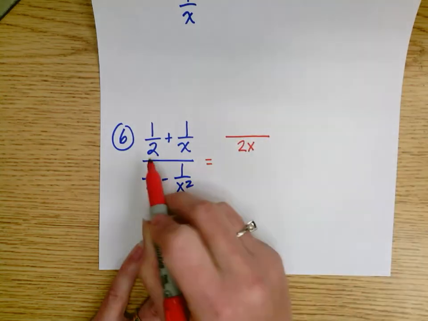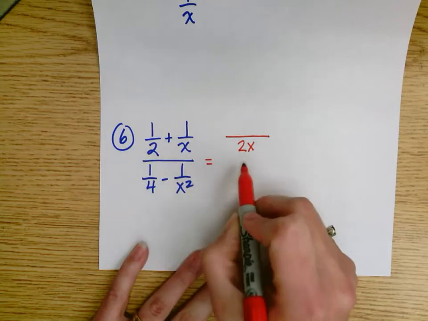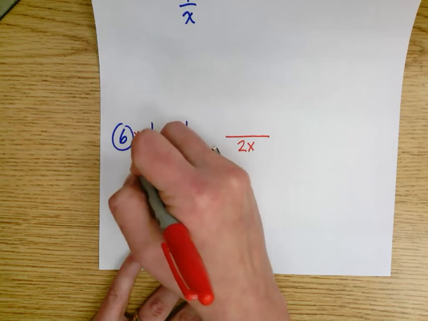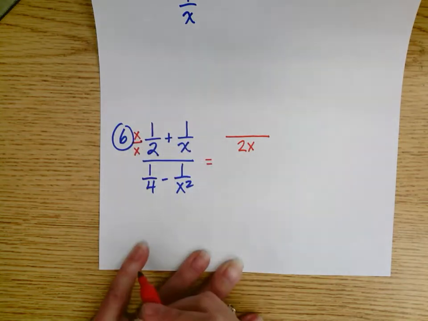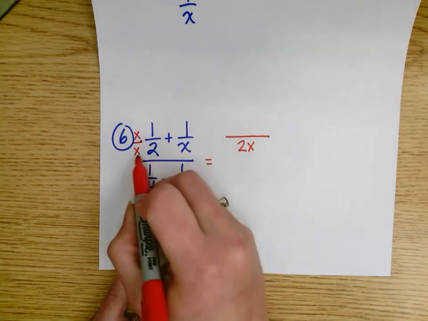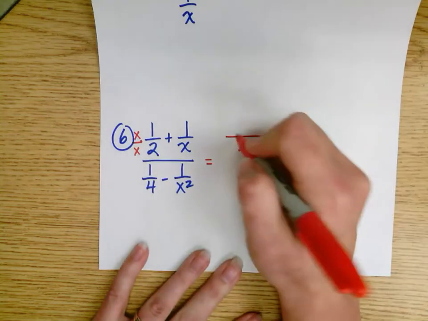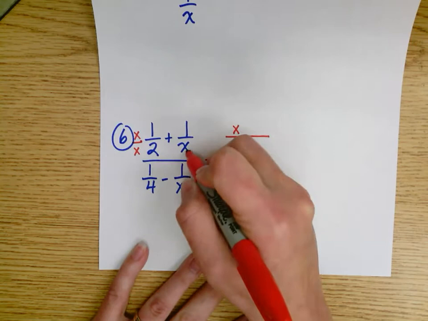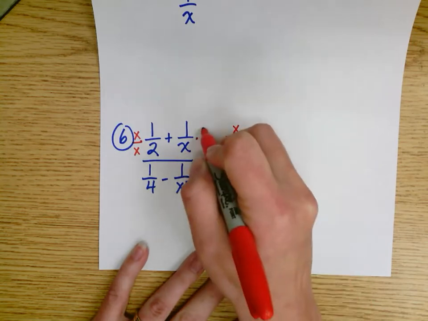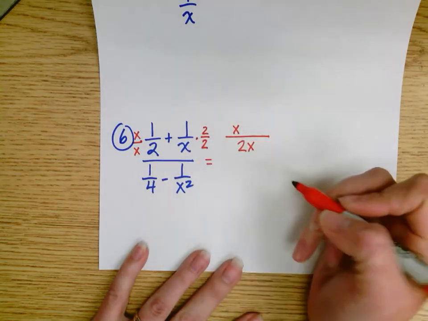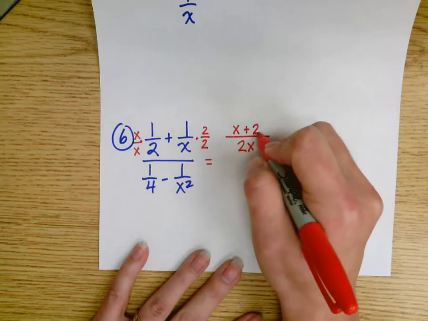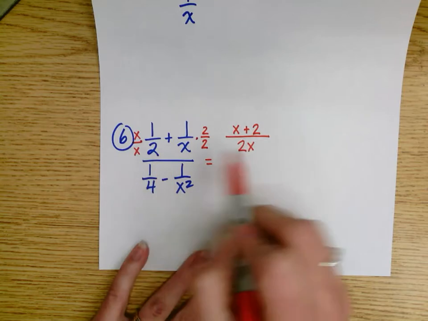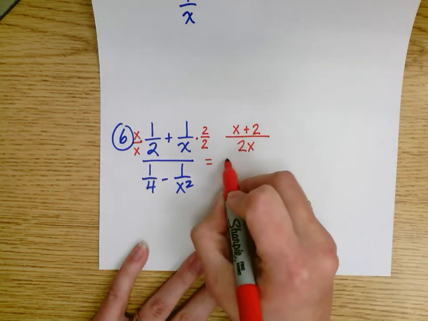To make this 2 look like a 2x, I'm going to multiply by x, but then I have to also multiply by x on top. So x over x, that is 1. So then I'm going to multiply here and get x. And then over here I'm going to multiply it to go from x to 2x. I need to multiply by 2, so 2 over 2. So that's going to end up being x plus 2. So I'm just rewriting this as one fraction put together.